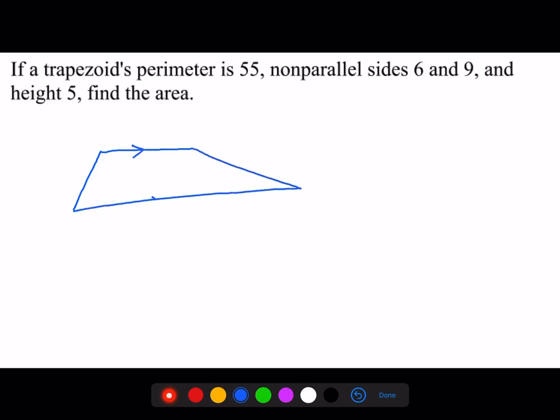So here's my two parallel sides. It's not the best trapezoid, but it's one. I know that it has a height of 5, so I can draw that in here. My height is 5. And the non-parallel sides, well, here's one non-parallel side, 6. The other non-parallel side, 9. I can go ahead and draw a height over here as well if I'd like. And we know the perimeter is equal to 55.